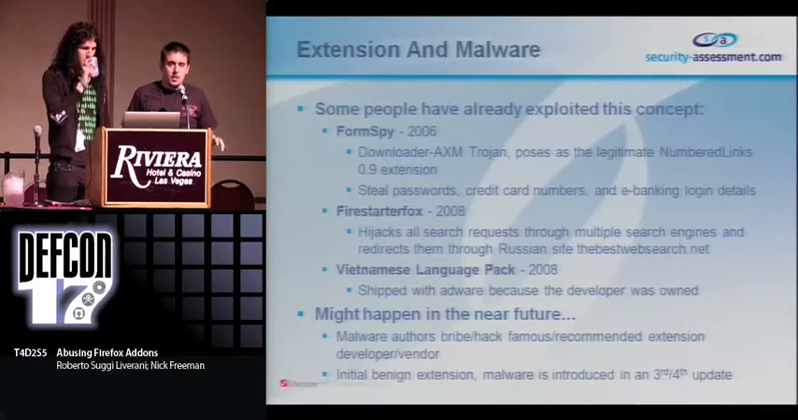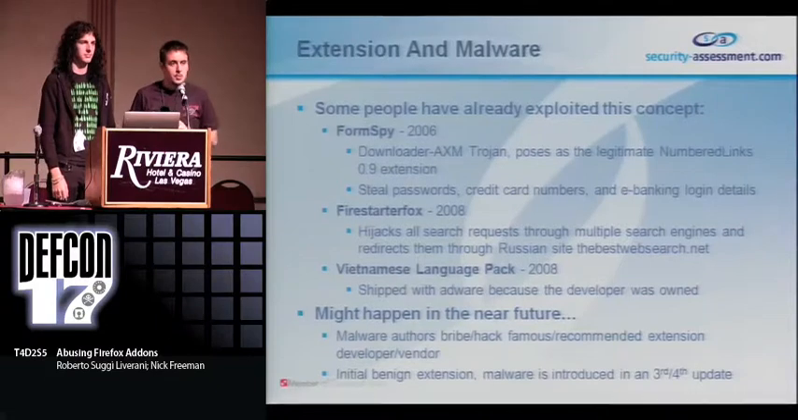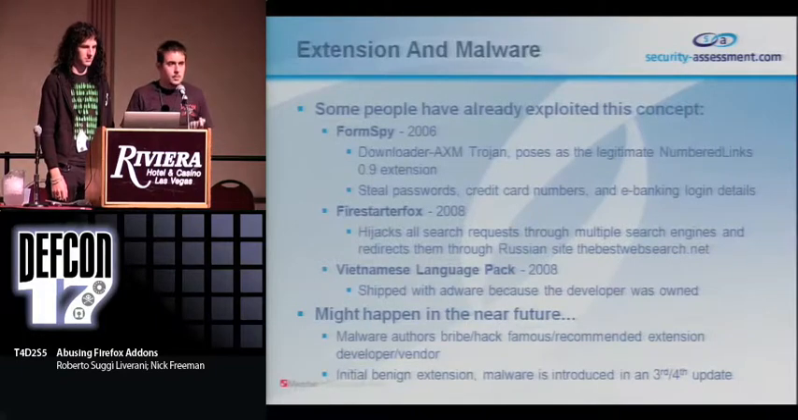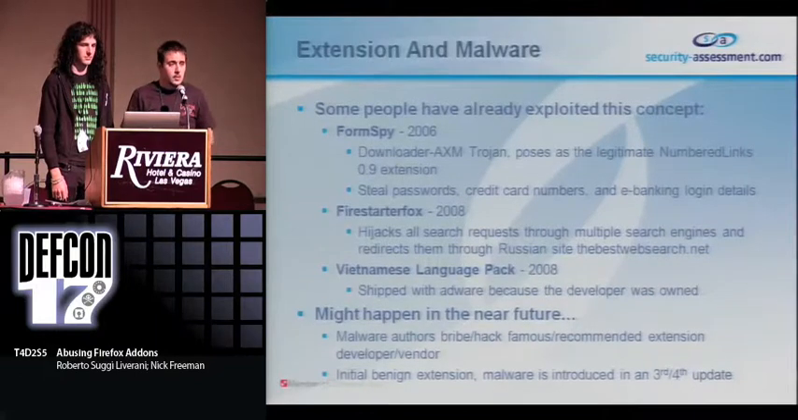So basically, there have been some cases in the past of extensions and malware being used together with viruses or Trojans. We have 3 cases there, starting from Spy in 2006, where the Trojan was installing a malicious extension to Firefox, and the malicious extension was actually a way to steal all your logins, credentials, or bank account details and send them to some other site. And the same with Firestarter Fox in 2008. That was basically hijacking your browser and sending all your search results to another website, which was a Russian website.